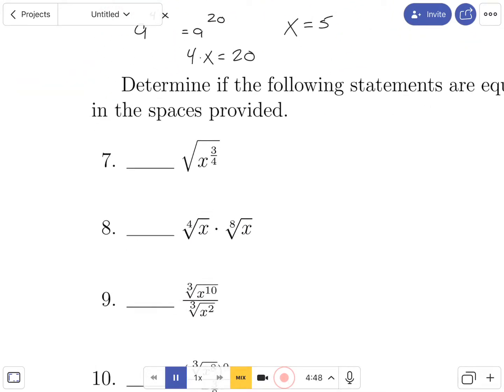Alright, so for numbers 7 through 10, we want to take a look at these expressions here, and we want to see which ones, if any, are equal to x to the 3/8 power. And we're just going to write yes or no in these blanks.